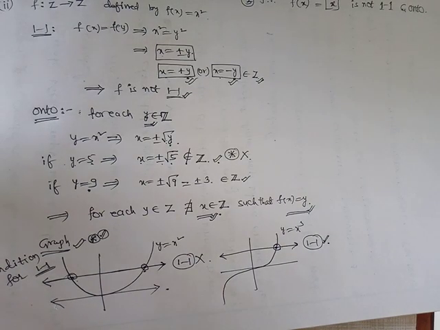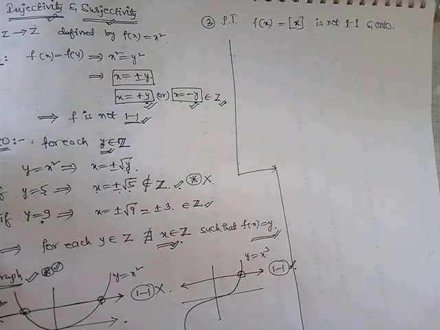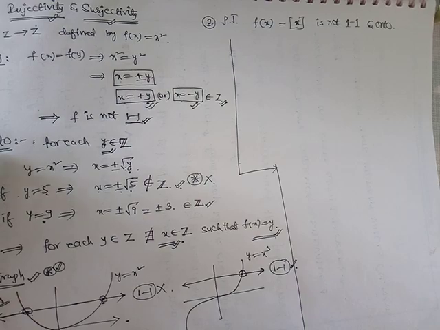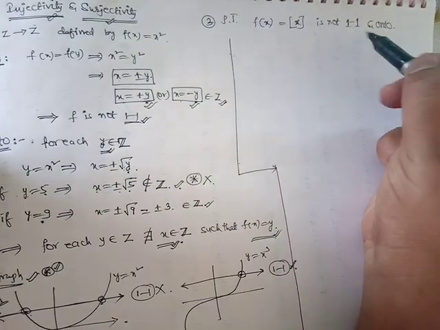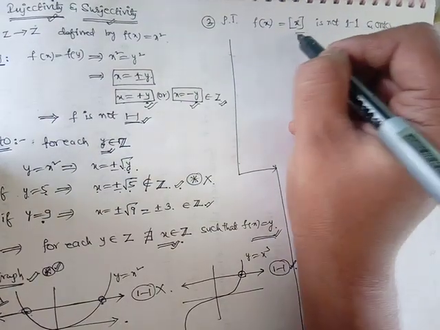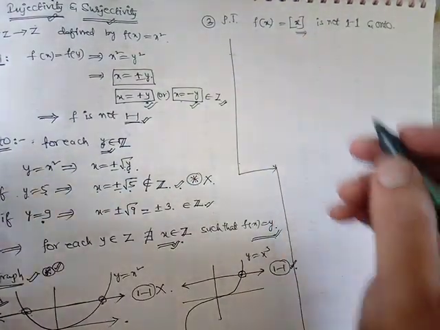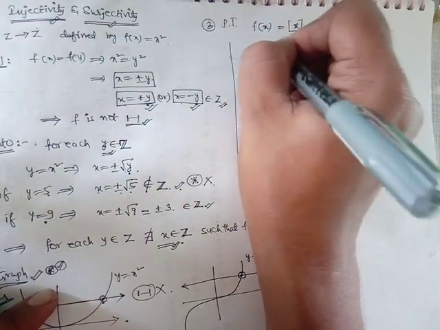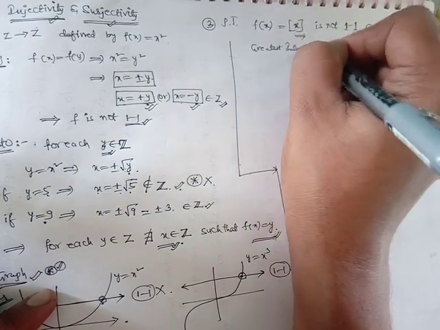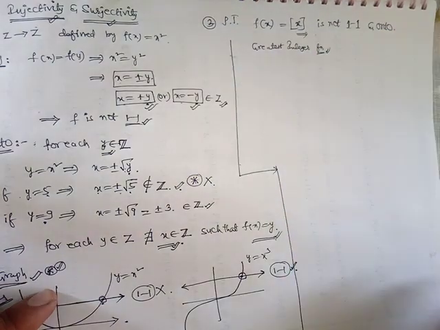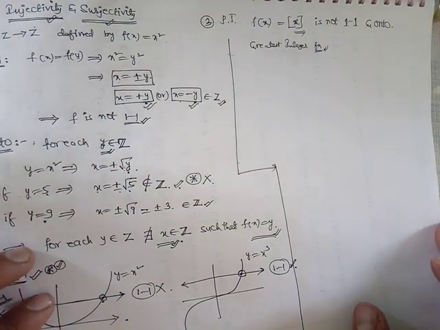Now coming to the next question: prove that f(x) = [x], the step function, is not one-one and onto. The step function is nothing but the greatest integer function, as we already know the greatest integer function definition.